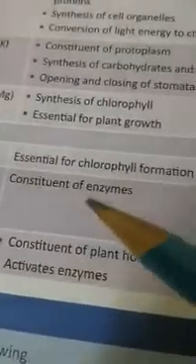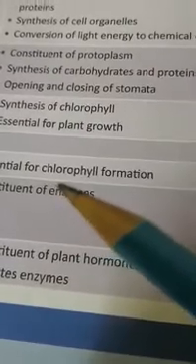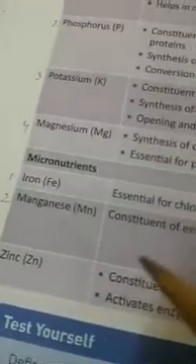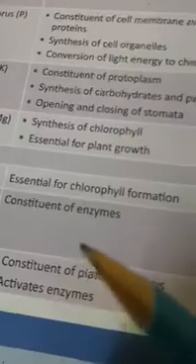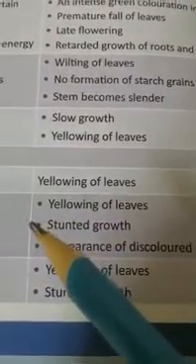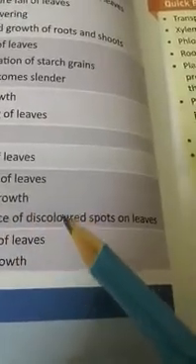The first one is iron. It helps in the chlorophyll formation, that is the pigment formation, and if it is less, then the leaves turn yellow. Second one is manganese. This forms the enzymes. So enzymes are important for all functions in our body. So if the enzymes are not formed properly, the leaves will become yellow, growth will be stunted, means it will be very slow and the plant will remain small, and appearance of discolored spot on leaves. So on the leaves you find the dark spots.